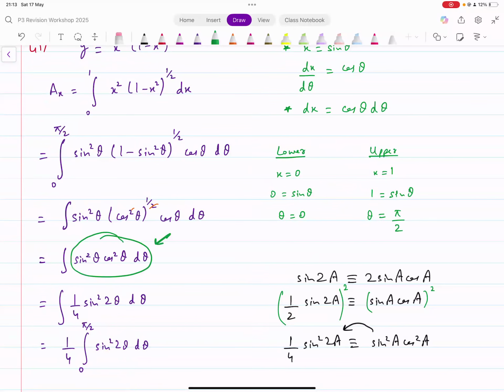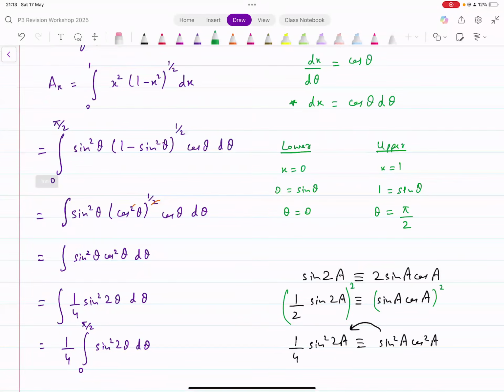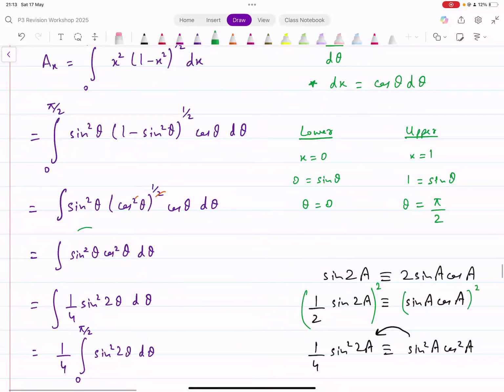Sine square theta into cos square theta. Now, this is very important. When you have a product like this, sine theta and cos theta multiplying, how would you integrate this? You might think of integration by parts here, but this should remind you of something. When you have sine theta and cos theta multiplying, you have an identity that has these two things multiplying.